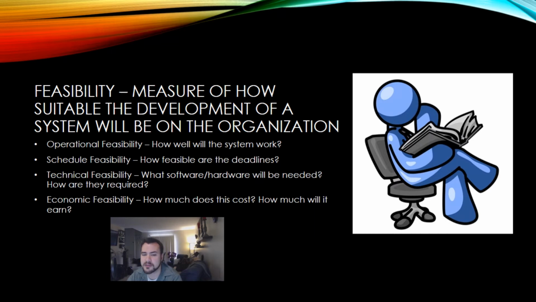Feasibility is the measure of how suitable the development of a system will be for the organization. There are a few different forms of feasibility to be considered. One is operational feasibility, and that essentially is how well the system will work for the organization. There's schedule feasibility. Is it even possible to make the deadlines that are listed? There's technical feasibility, and that's what software and hardware will be needed, and if the company has them, or how they obtain them. And then there's economic feasibility, which is how much developing the system will cost.